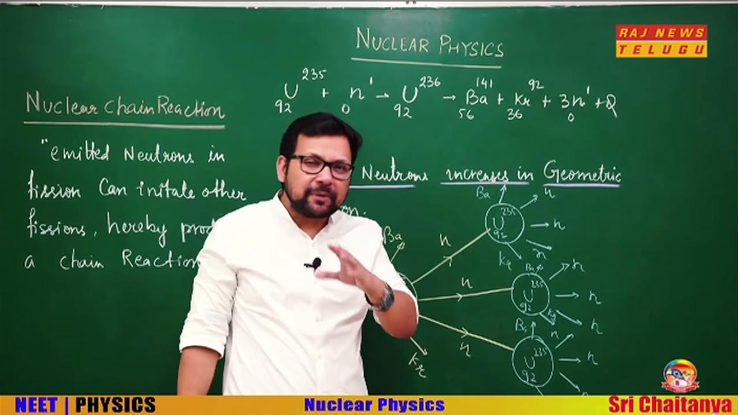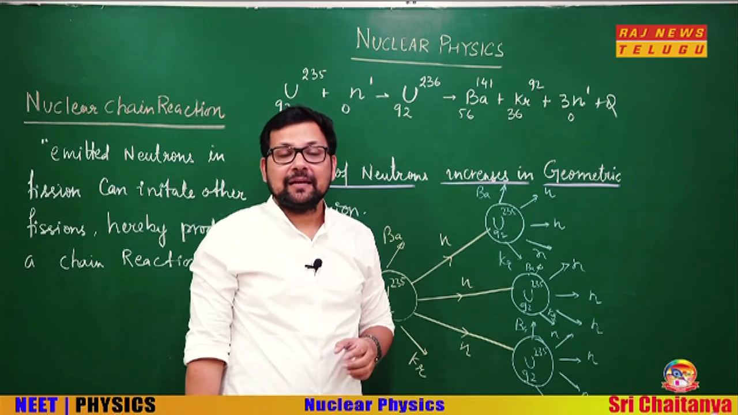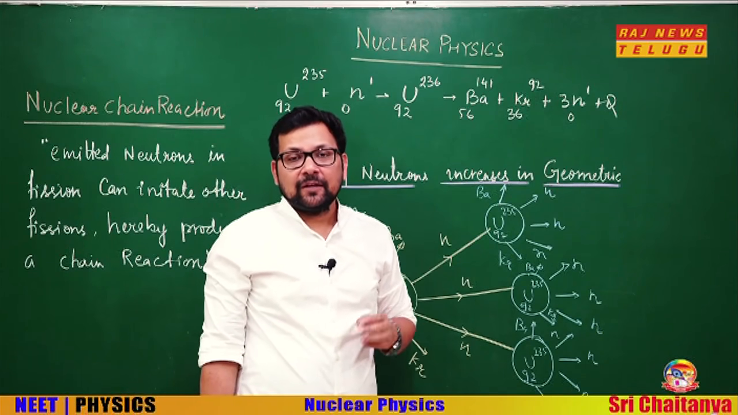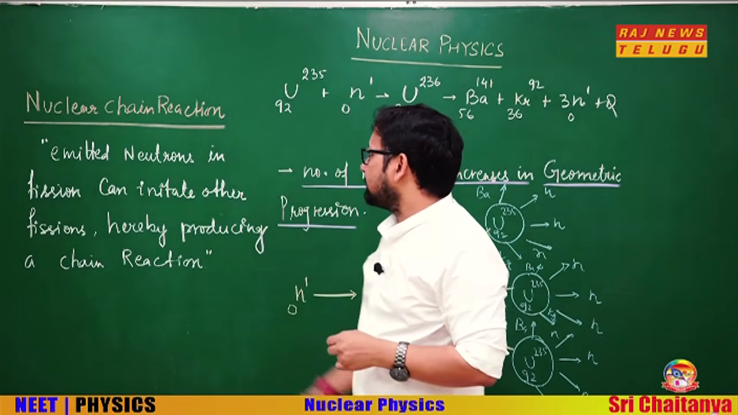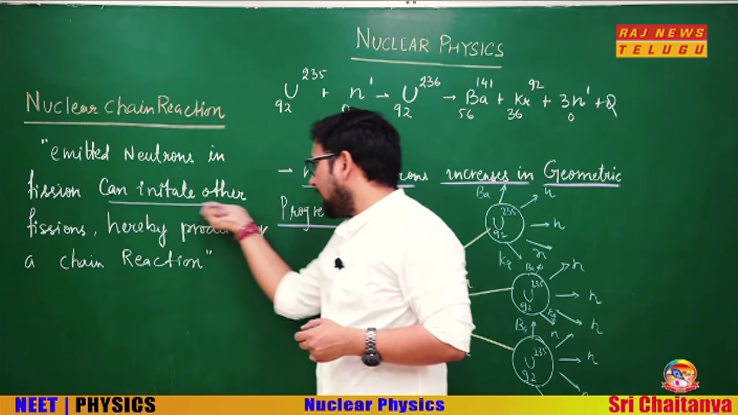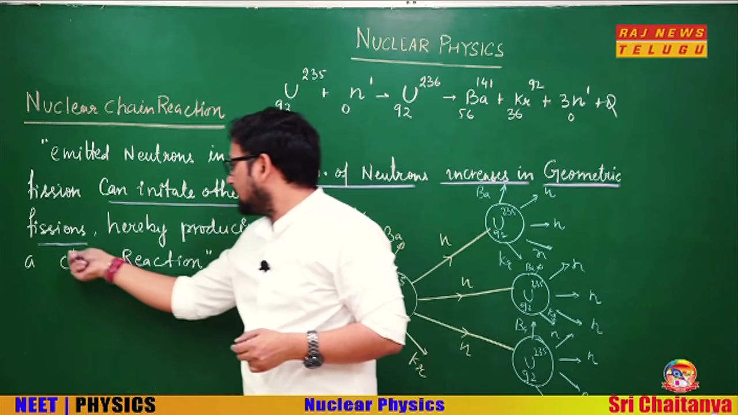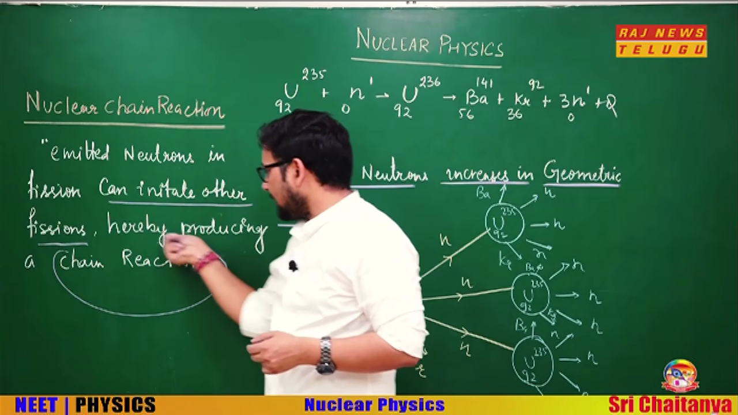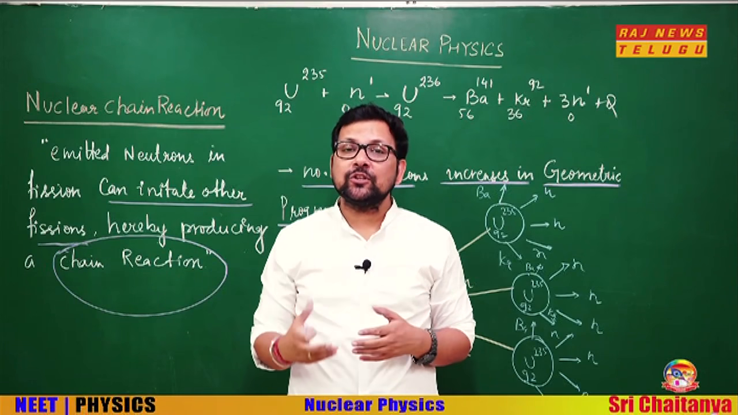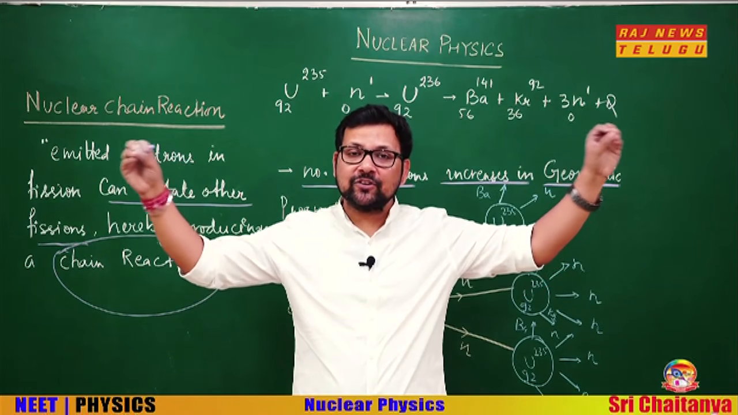Do you know a simple example for this? What is that? An atom bomb. An atom bomb is an example of this kind of fission. So let's see from the basics. Emitted neutrons in fission can initiate other fissions, thereby producing a chain reaction. So what is a chain reaction? There is a fission. Fission's product is also neutrons. Those neutrons again initiate fission, again neutrons, again initiating fission.